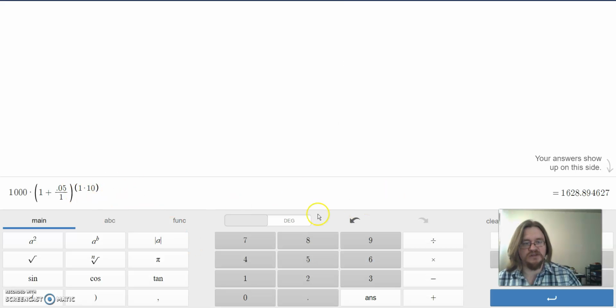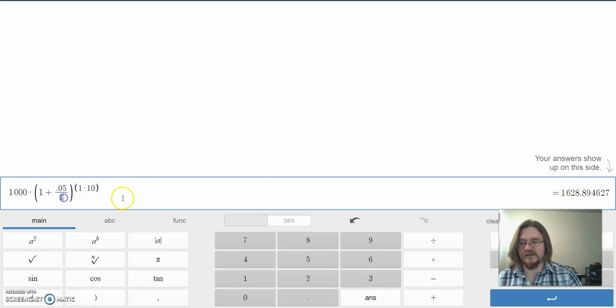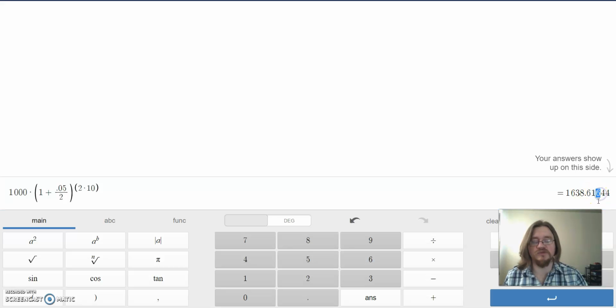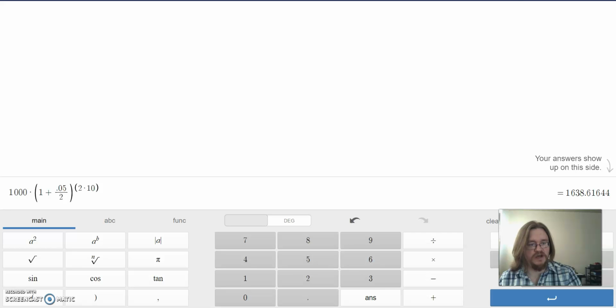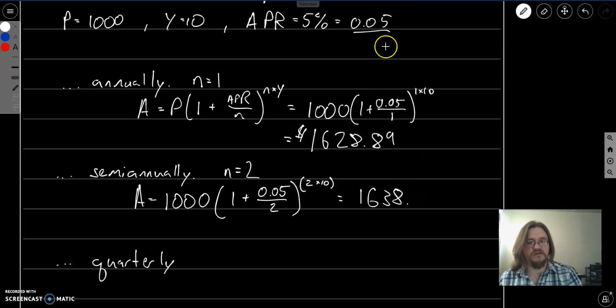So let's figure this out. The nice thing about Desmos is that here was my answer before. I can go back in and I can change. Instead of compounding this once a year, I'm going to compound this twice a year. And we see here that we have $1,638.62. We'll have to round up because there's a 6 there.